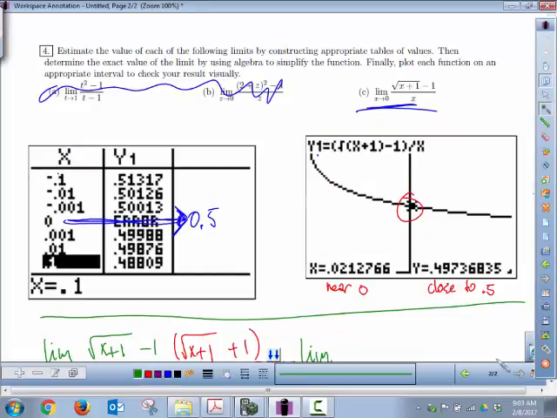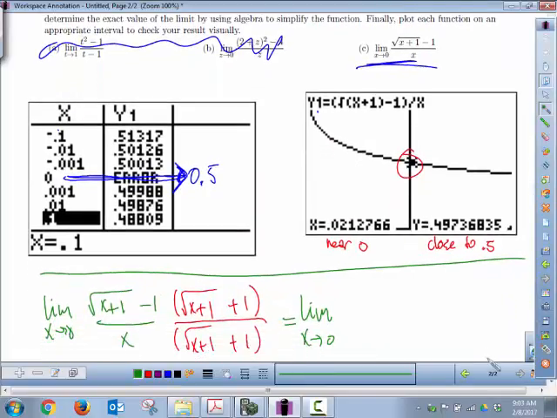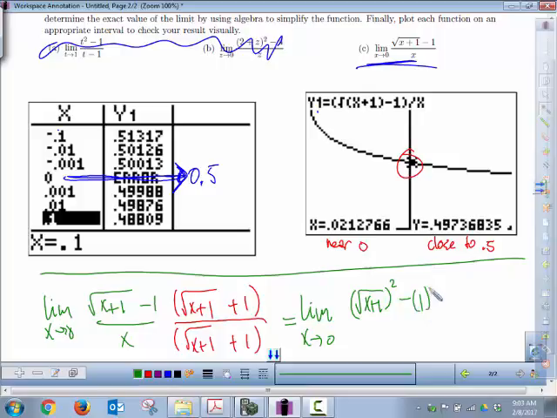And what I mean by the difference of two squares is that this numerator will just be the square of the first term minus the square of the second term. I mean, you can FOIL it out. You'll see the two middle terms will cancel.